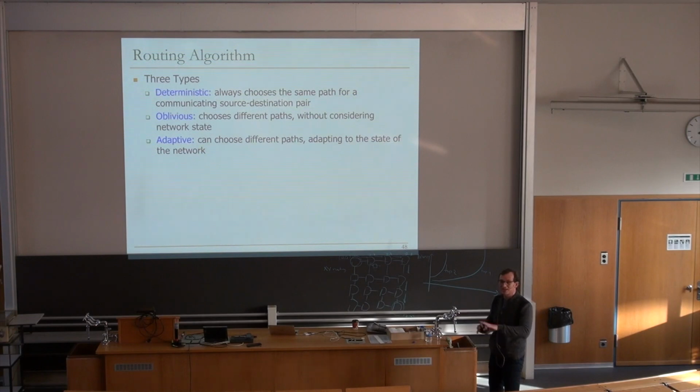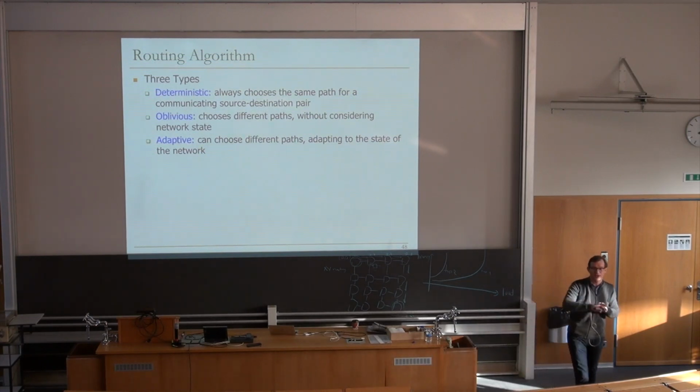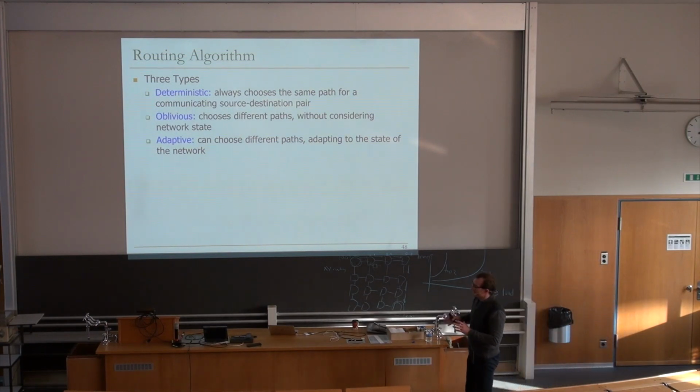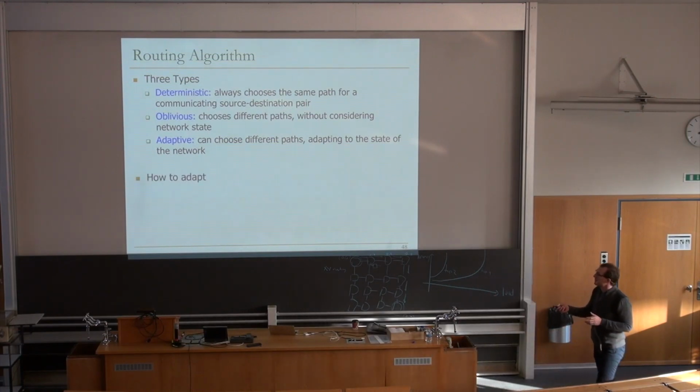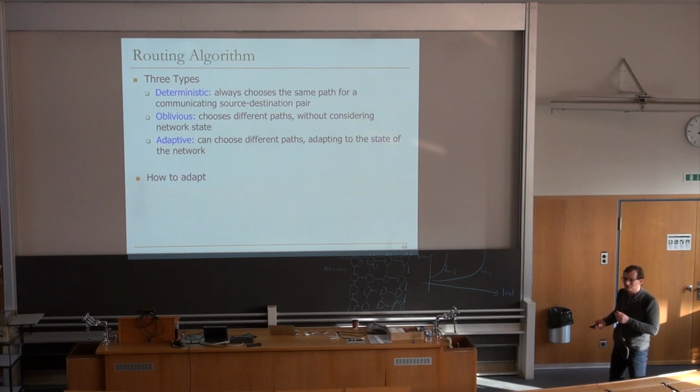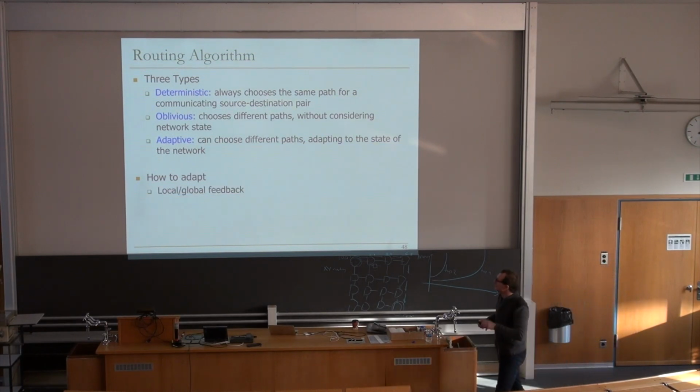You can choose different paths when you're going from source to destination, but you adapt to the state of the network. You're not oblivious to the state of the network. And there are many algorithms that fall into these different categories. So if you're adaptive, then the question is how to adapt, right? If you're oblivious, there's also the question of how do you become oblivious? We'll talk about that.